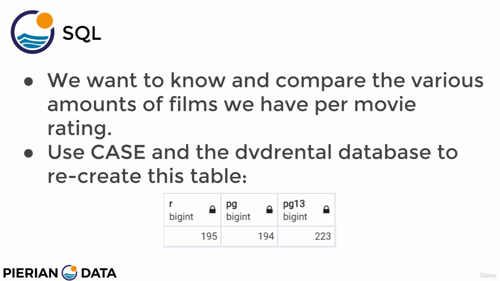Welcome everyone to your challenge task for CASE. For this challenge task, we want to compare the various amounts of films we have per movie rating. So we want you to use CASE and the DVD rental database to recreate the following table. This is showing a count of the different ratings I have, particularly for just 3 rating types. That is an R rating, a PG rating, and a PG-13 rating. So go ahead and use the CASE syntax in order to recreate this table.